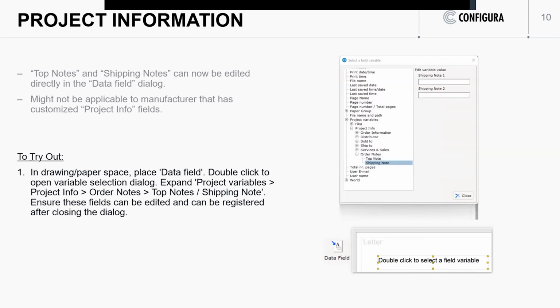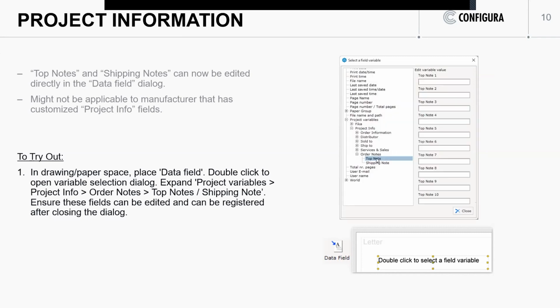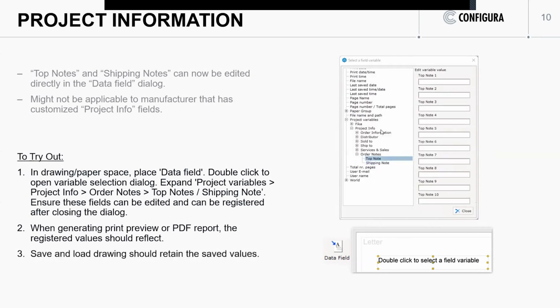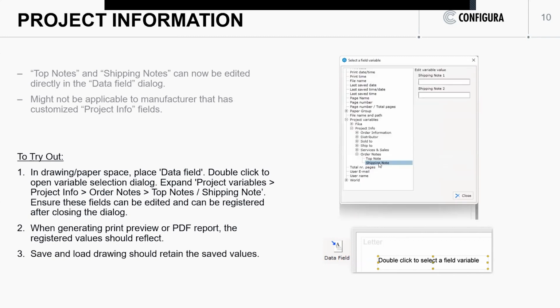You have to ensure that these fields can be edited and registered when the variable selection dialog is closed. And when generating print preview or PDF report, the registered value should reflect. Also try to save and load your drawing, and it should retain the saved value.